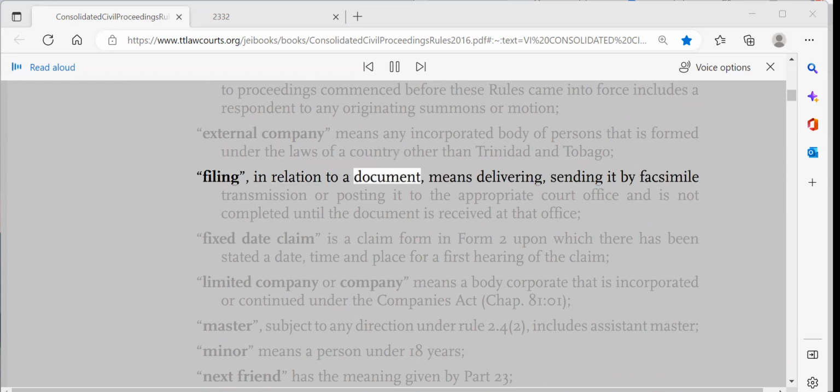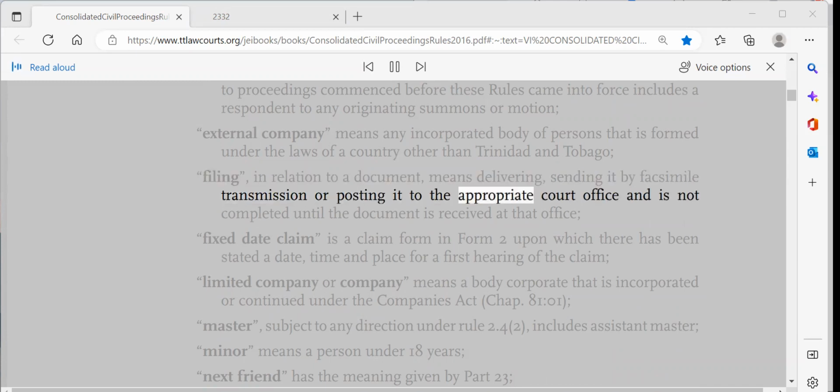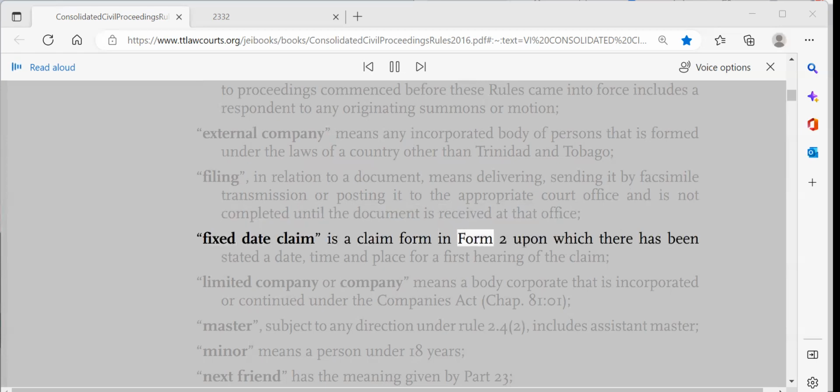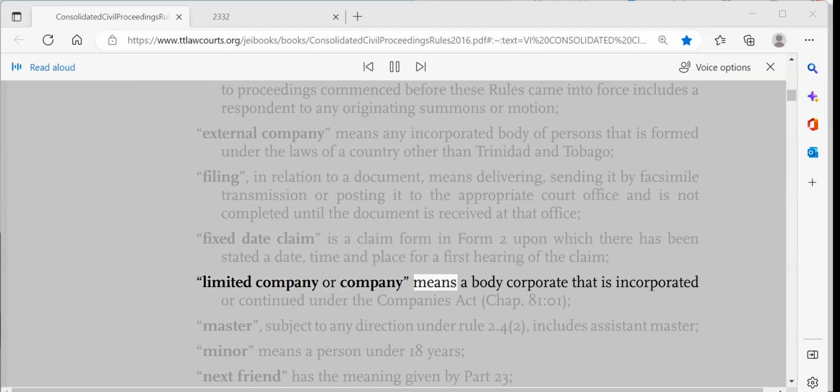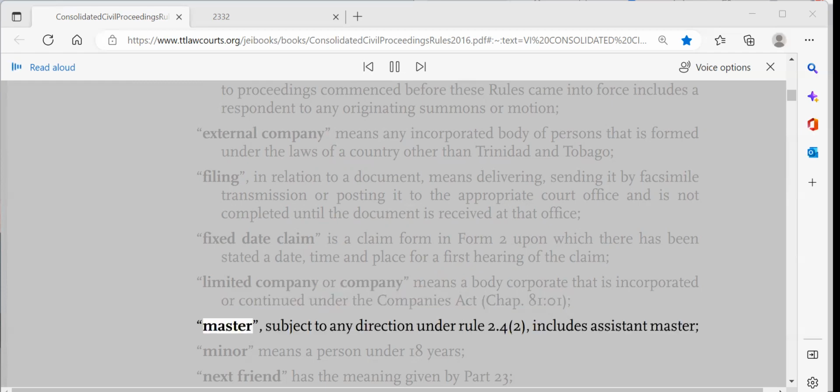Filing, in relation to a document, means delivering, sending it by facsimile transmission or posting it to the appropriate court office and is not completed until the document is received at that office. Fixed date claim is a claim form in Form 2 upon which there has been stated a date, time, and place for a first hearing of the claim. Limited company or company means a body corporate that is incorporated or continued under the Companies Act, Chap. 81:01. Master, subject to any direction under Rule 2.4.2, includes assistant master.